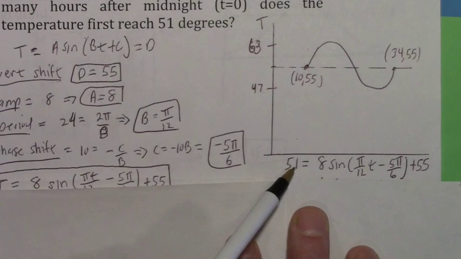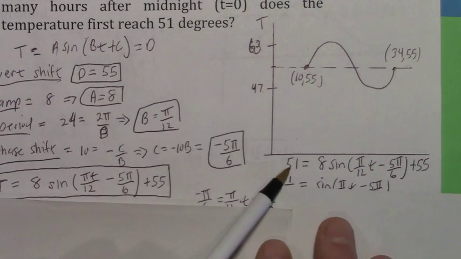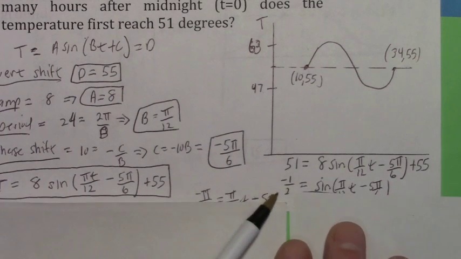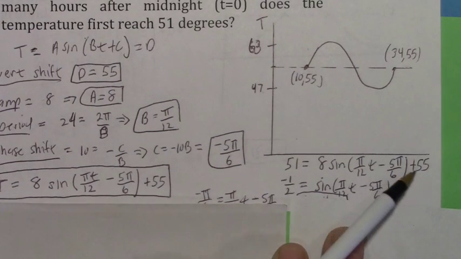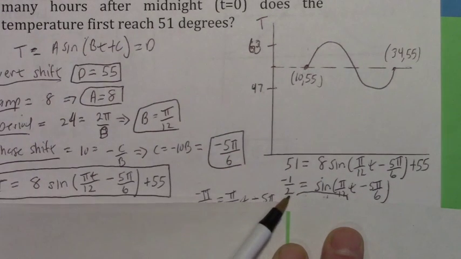I subtract 55, so you get -4, and then you divide by 8. That's where I get the -1/2. You see, I subtract 55 from 51. That's -4. -4 divided by 8 is -1/2.